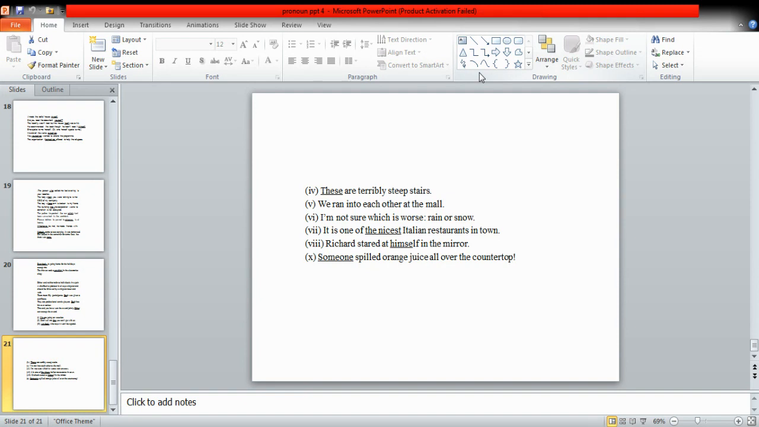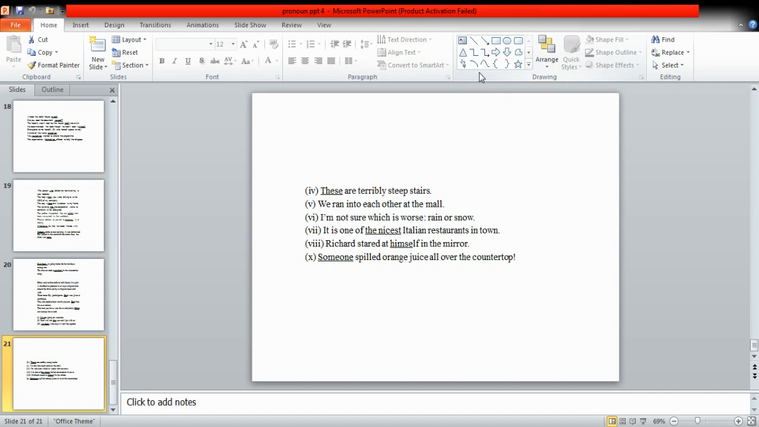I'm not sure which is worse, rain or snow. So which is acting as a relative pronoun over here. It is one of the nicest Italian restaurants in town. If it is underlined over here, it is a third person pronoun. Richard stared at himself. Richard stared at whom or what? So himself is acting as a reflexive pronoun.